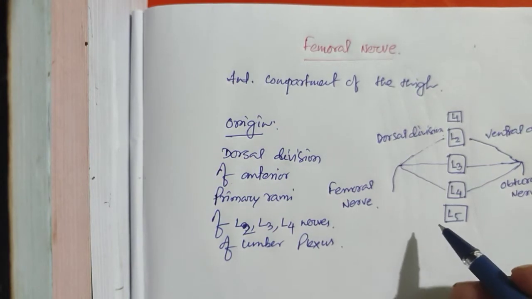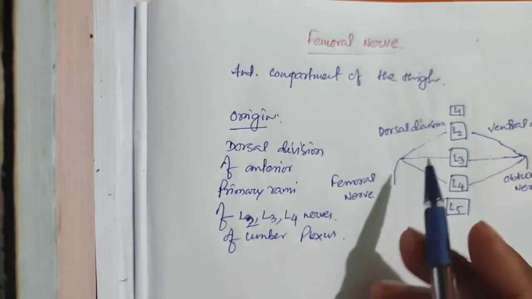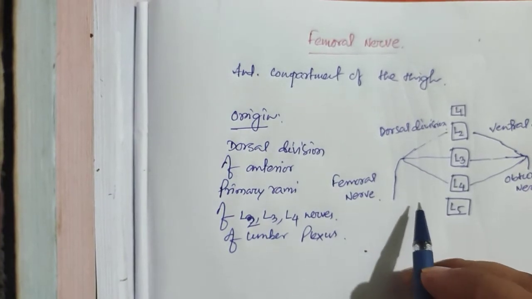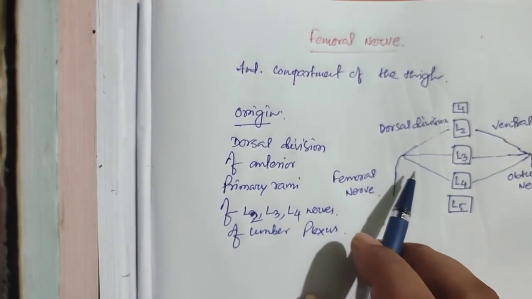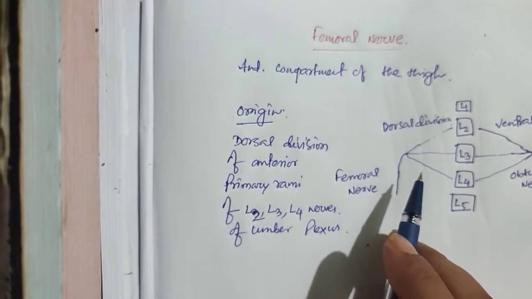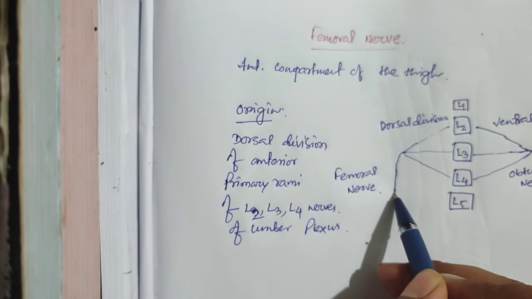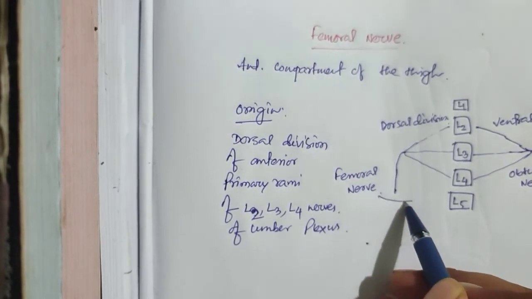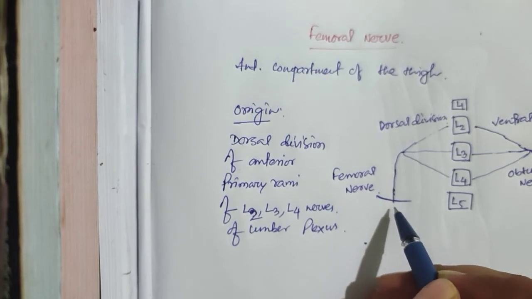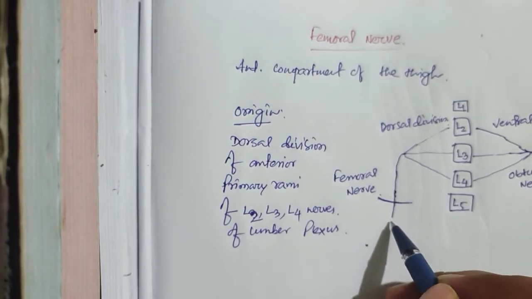After the origin from the lumbar plexus, it lies behind the inguinal ligament, then descends to the femoral triangle. Here the femoral nerve is situated lateral to the femoral artery, which I have already told when I discussed the femoral triangle. Two centimeter below the inguinal ligament, it divides into 2 divisions.